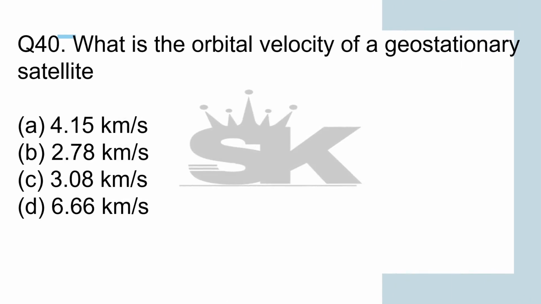What is the orbital velocity of a geostationary satellite? The answer is 3.08 km per second. Geostationary orbit can be achieved only at an altitude very close to 35,786 km and directly above the equator. This equates to an orbital velocity of 3.07 kilometers per second and an orbital period of 1,436 minutes, which equates to almost exactly one sidereal day. That means around 24 hours.